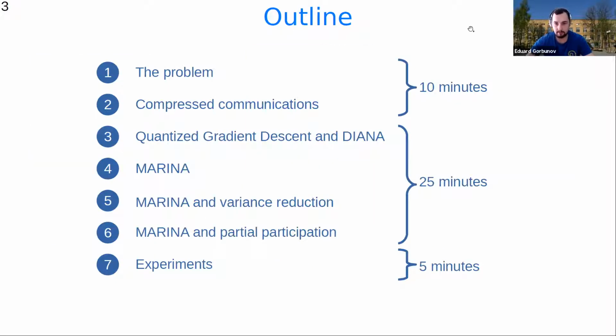Here is the outline of my talk. I will start with a brief introduction where I will describe the problem and compressed communications. I will introduce the compressions. After that, I will focus on quantized gradient descent, which is a simple and popular approach to use compressed communications in distributed optimization. Then I will mention Diana, which is a more sophisticated approach to handle compressed communications. And then I will present new methods developed in our paper. These are Marina, variance-reduced Marina, and Marina with partial participation. And in the end of my presentation, I will show you some numerical experiments with these methods.